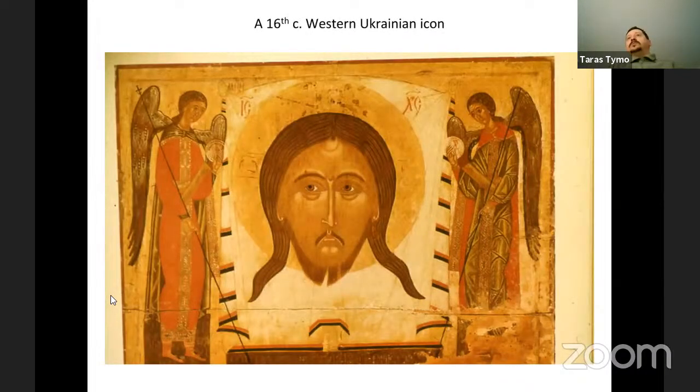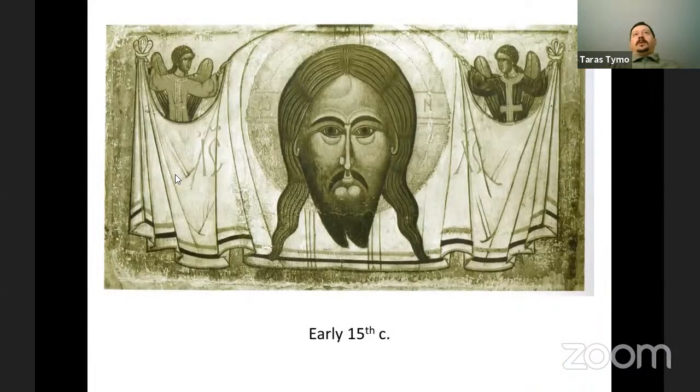A Ukrainian icon from the 16th century. So often the icons become more elaborate and they get these two angels on the sides that are holding the mandylion or standing in escort, venerating the image of the Lord. Here the angels are actually holding it. Okay.